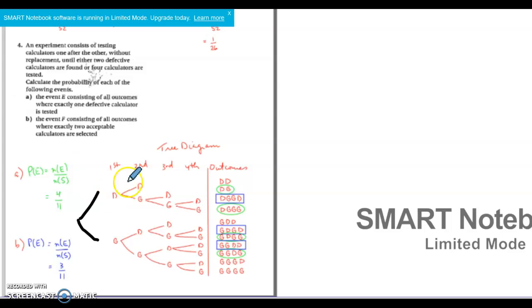So what's happening here is you go through this, and when you draw the tree, you say test, D is defective, D is good. So you go defective, good. There's no probabilities involved with this, right? But you're just drawing the number of branches here. So D and G. Second, you go D and G, D and G.